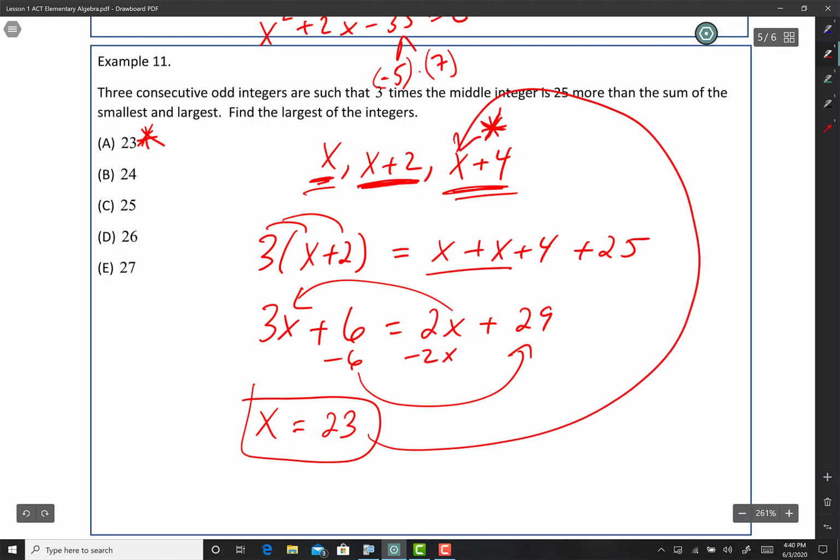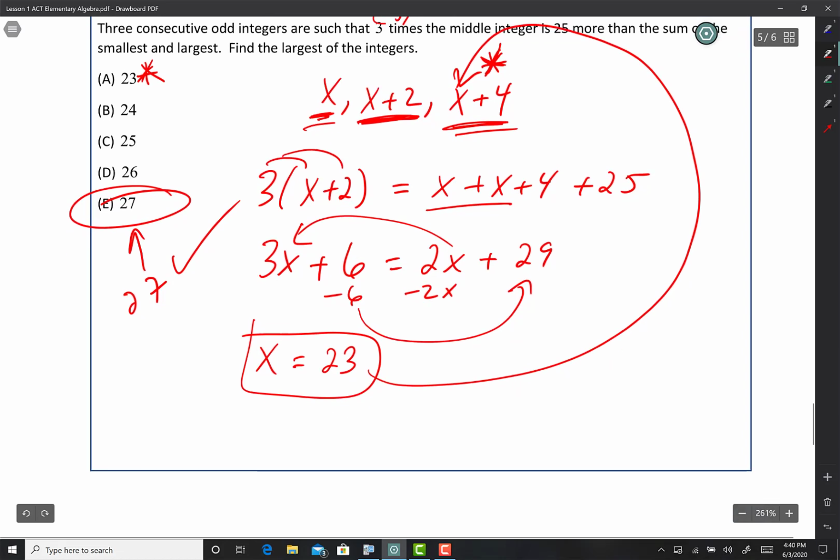X is 23. 23 plus 4 is 27. So the answer is 27, guys. And there it is, 100%. So see, so far you guys have a perfect score here. All right, let's keep going.